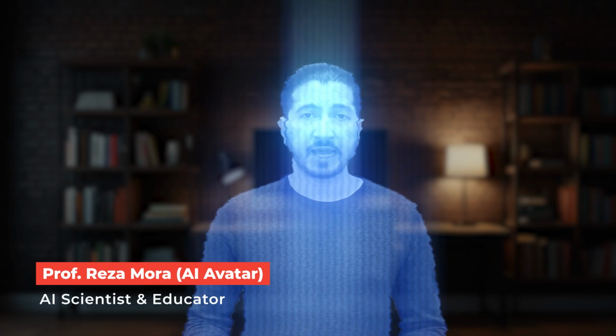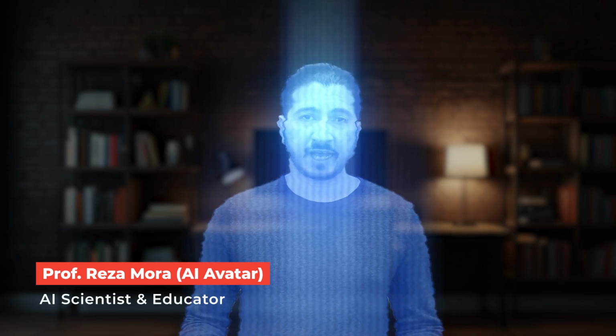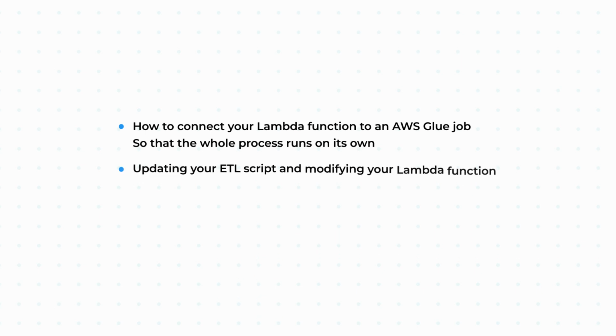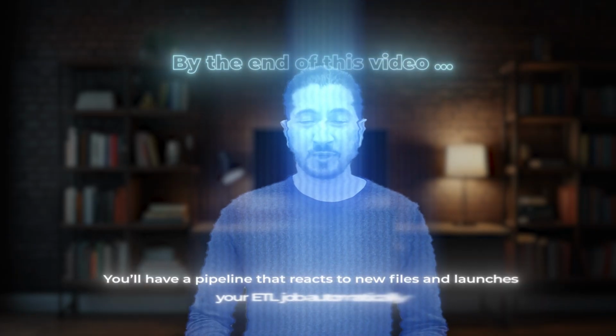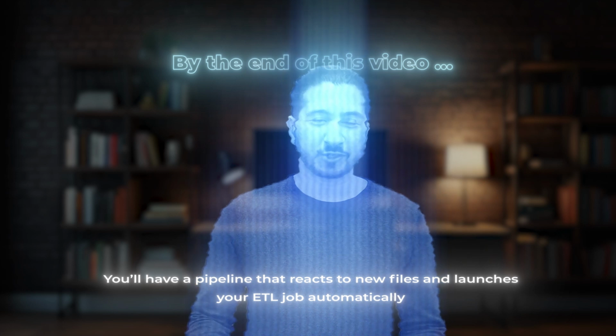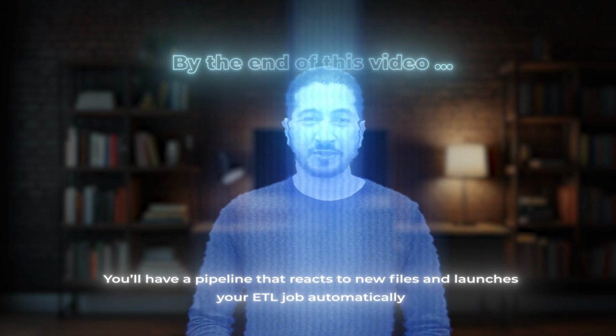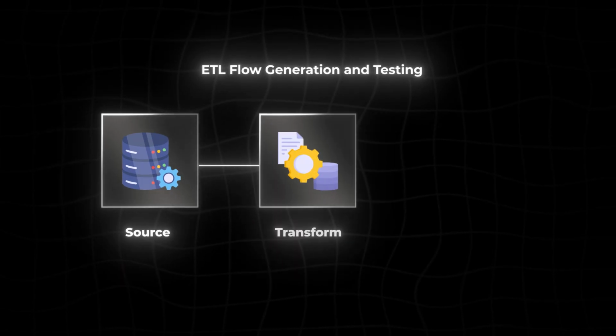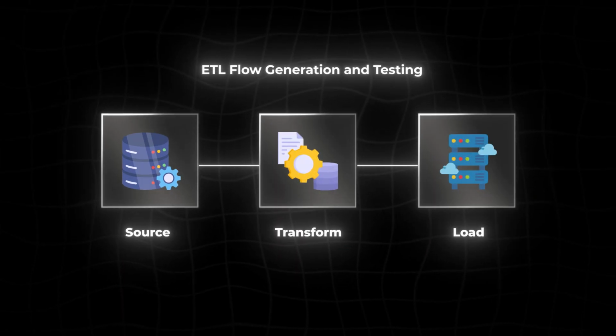Hi everyone, I'm Professor Riza's AI avatar, and in this video, we're going to make that happen. We'll show you how to connect your Lambda function to an AWS Glue job so that the whole process runs on its own. We'll walk through updating your ETL script and modifying your Lambda function so everything works seamlessly. By the end of this video, you'll have a pipeline that reacts to new files and launches your ETL job automatically, hands-free and hassle-free.